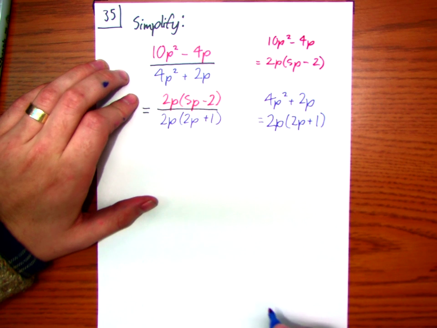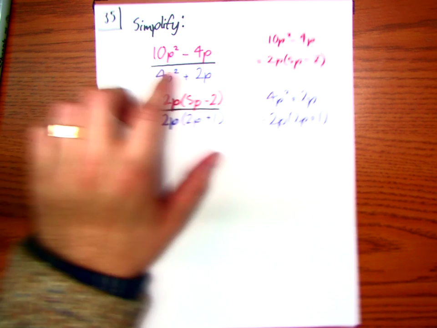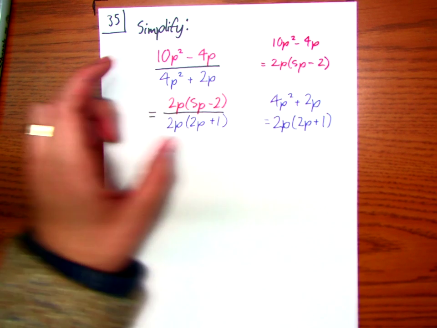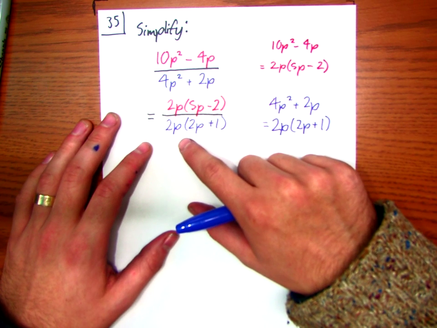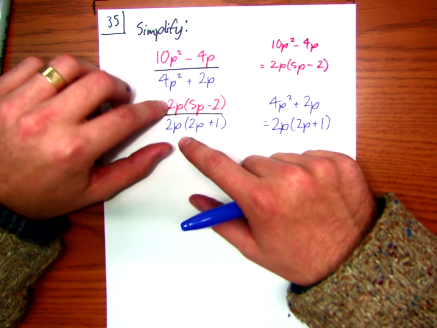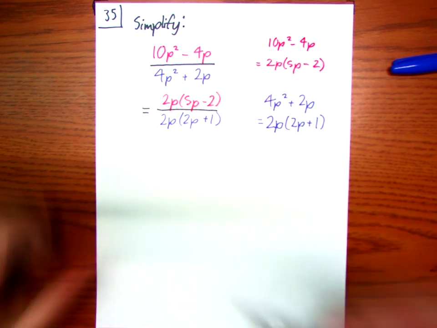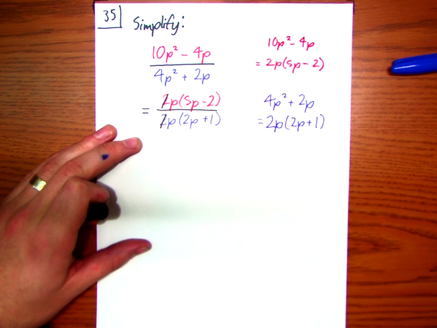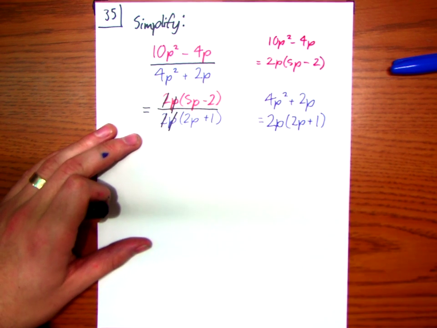What cancels? Remember, the whole point of factoring is to make sure that things are multiplied so that they can cancel. Because when they're added and subtracted, they can't cancel. We can't cancel those p squareds, for example. But now that it's factored, I can cancel anything that's multiplied by everything else. So this 2 is multiplied by everything else, and that 2 is multiplied by everything else, which means I should be able to cancel my 2's. This p is multiplied by everything else, and that p is multiplied by everything else. So I should be able to cancel my p's.